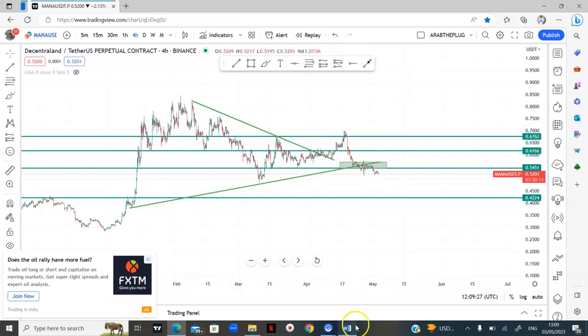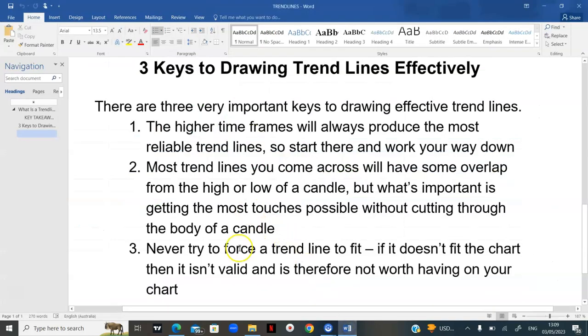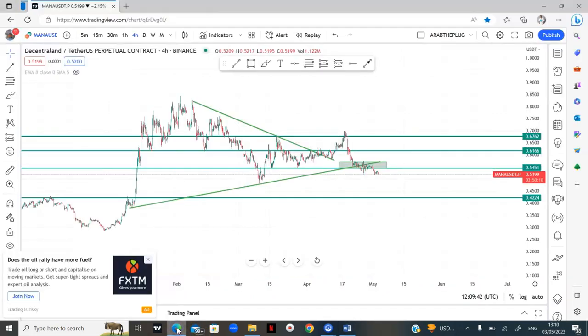So that's how to draw a trend line. So let's go back. Now the third point is that never try to force a trend line to fit. If it doesn't fit the chart, then it isn't valid and is therefore not worth having on your chart. If you try to force a trend line, you will end up having incorrect trades. So for you to be able to have correct trades that are going to give you a lot of money, make sure you draw the trend line correctly and follow the rules I have given in this video.